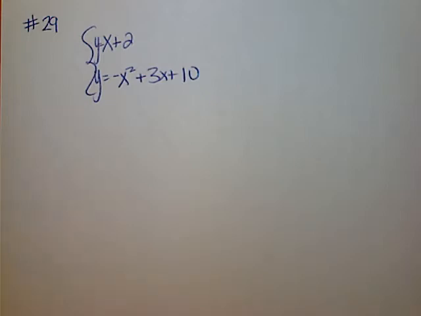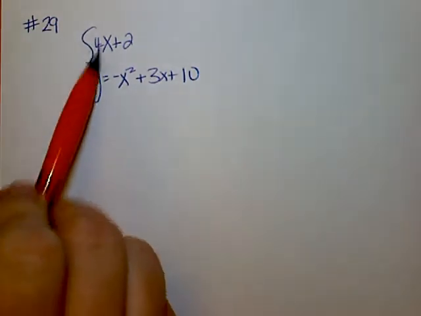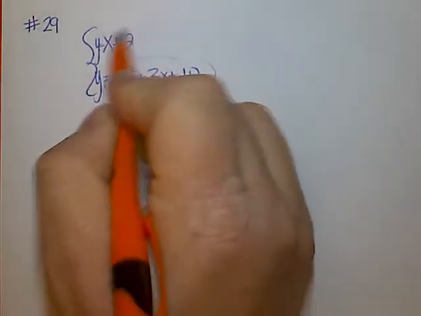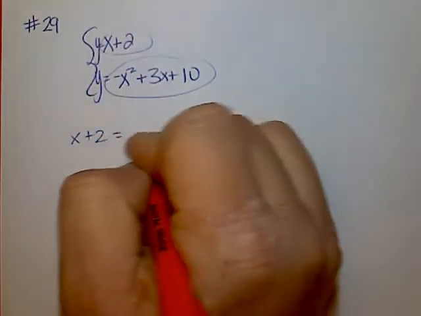9 says solve the system of equations using the algebraic method. So I need to use algebra in order to solve this. Now the nice thing is I already have y equals for both of these. So I can take the right sides of both and set them equal to one another.